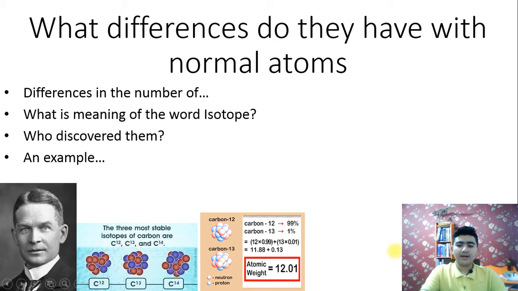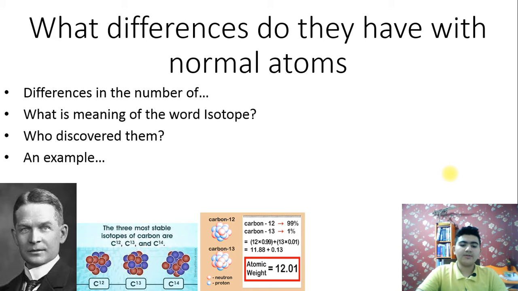Now let's talk about how to find the atomic weight of an atom. For this we have to find out how many isotopes an element has. For example, we know that carbon has 12, 13, and 14, but because 14 is not that stable, we only need carbon 12 and carbon 13. We multiply carbon 12 by its percentage, 99%, multiplied by 12.